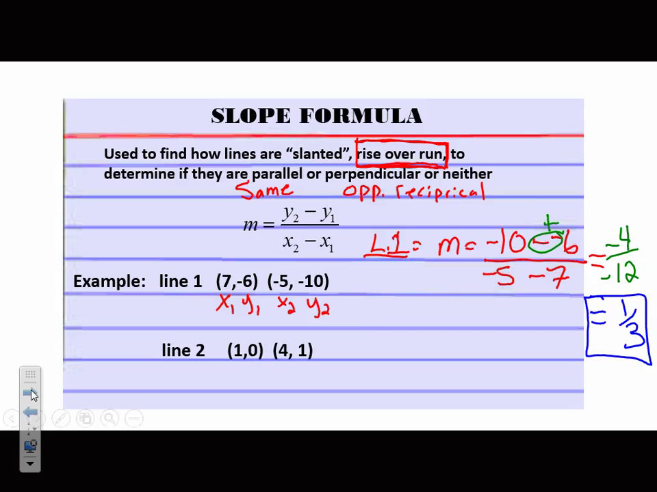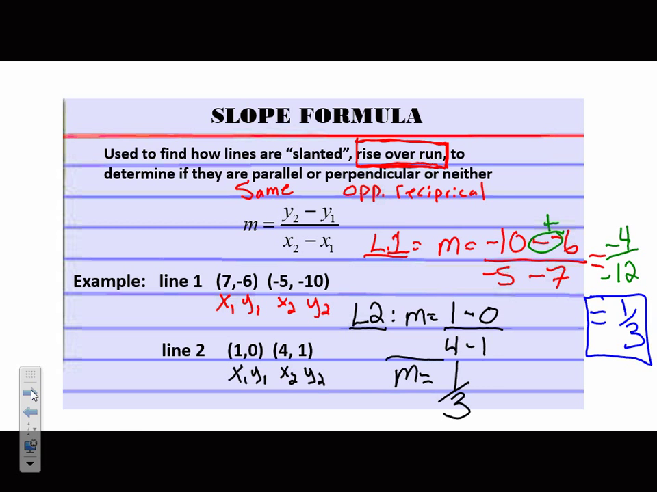Now we have to find the slope of line 2. So here's x1, y1, x2, y2. Plug this in. y2 is 1 minus 0 all over 4 minus 1. So the slope of line 2 is going to be 1 over 3. These two slopes are the same. So in this example, these two lines are going to be parallel.